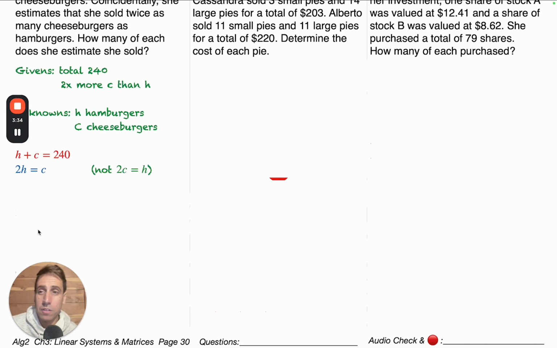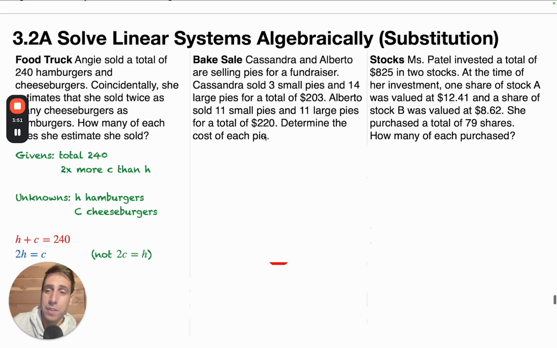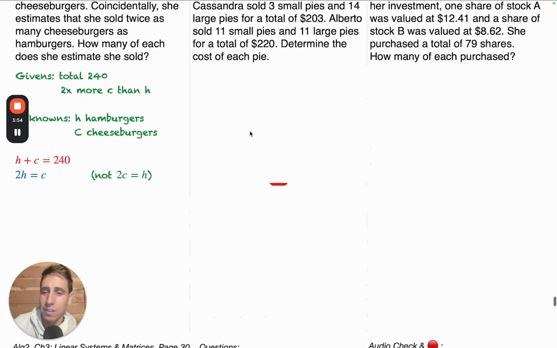Let's keep going. Now, substitution works really well when you have a variable all by itself. So in this equation, for example, you have 2 and the multiplication of H, but on the other side, you have C. And that's great. Anytime you see a variable all by itself already solved for, that's an indicator that you should use substitution. And what it looks like is like this.